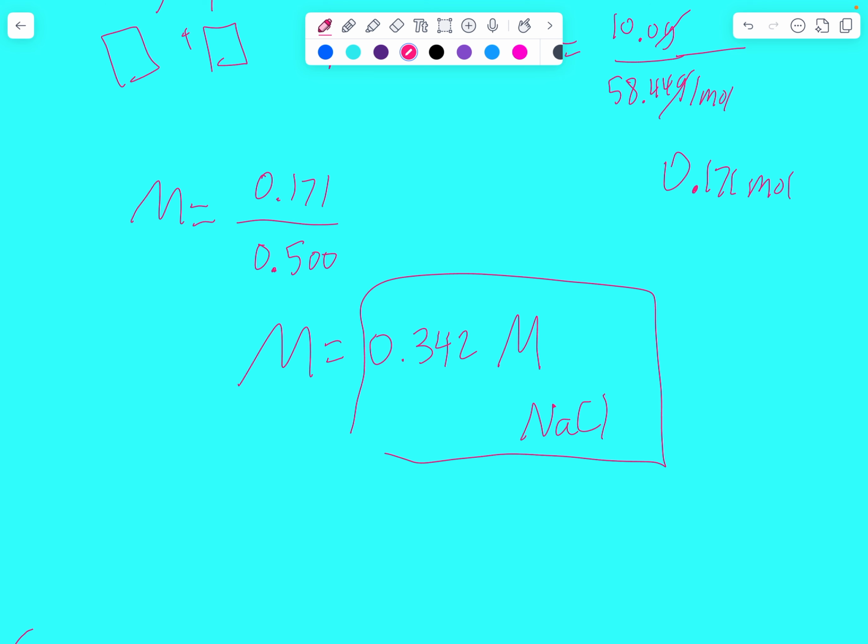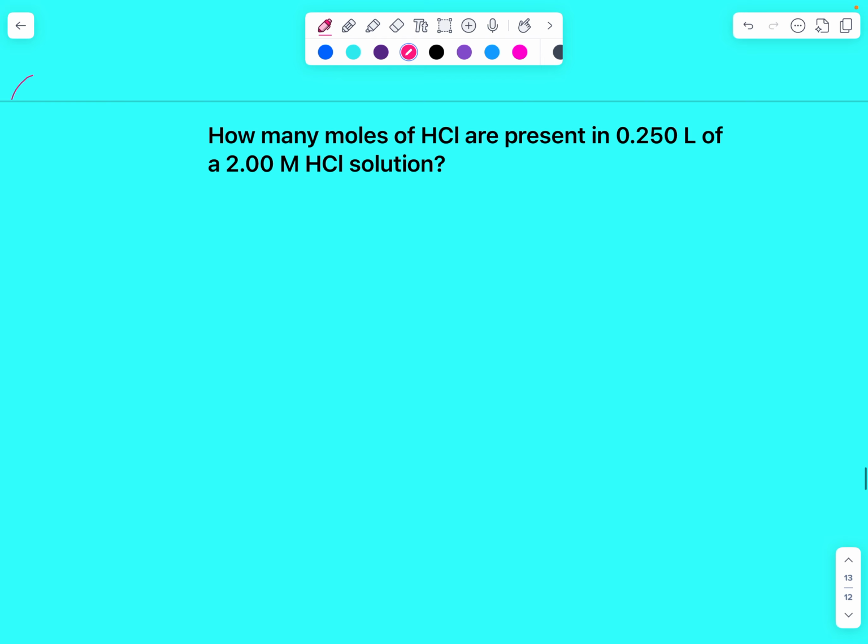Practice problem number 2. How many moles of HCl are present in 0.250 liters of a 2.00 M HCl solution? If I want moles, I multiply molarity by volume. So here's the deal. You have molarity, moles, and then you have liter. Okay? You're going to multiply both sides by L. And guess what? You have moles equals M times L.